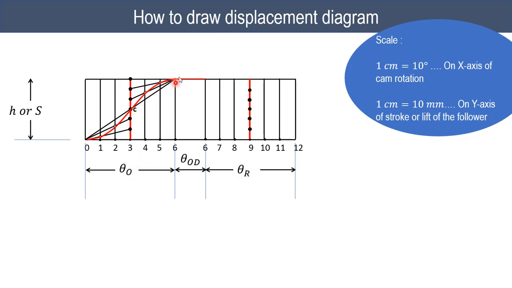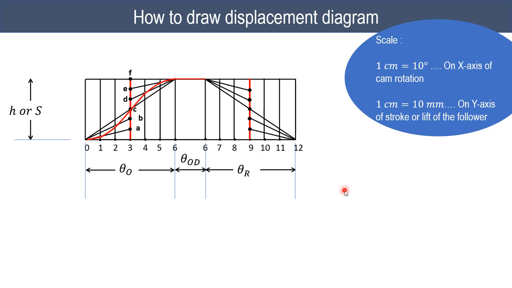Now there is a dwell period over here, which we have shown by this red line. The valve will remain in the fully open condition at this particular point and nothing will happen in this particular case. Now translate these 6 parts over here for the return stroke also. And now join this like this for the return motion of uniform acceleration and retardation.